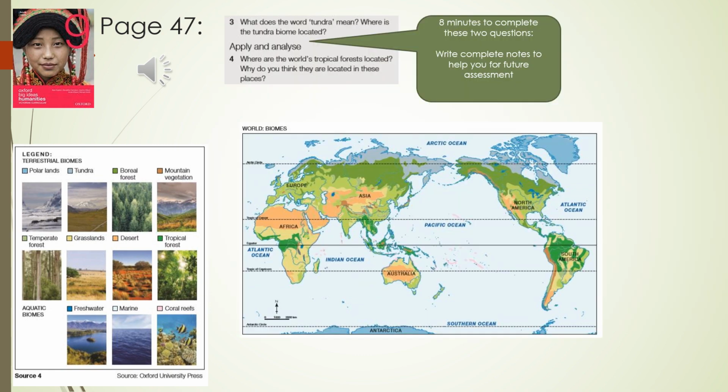Okay, more time for you to do some work. First of all, question 3. What does the word tundra mean? And where is the tundra biome located? So take a careful look at the map.